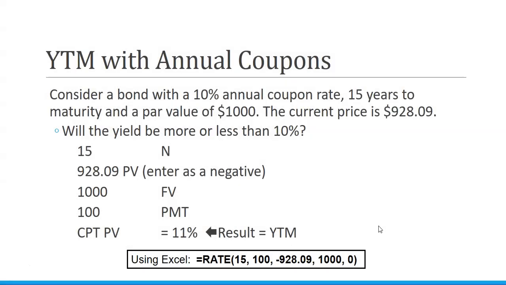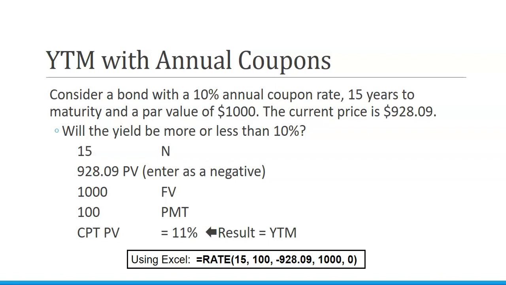This example is using annual coupons. So remember, we generally have annual coupon interest payments or semi-annual coupon interest payments. So this is a bond with a 10% annual coupon rate. We have 15 years until its final maturity, and it has a par value of 1,000. Its current price is $928.09. Will the yield be more or less than 10%?